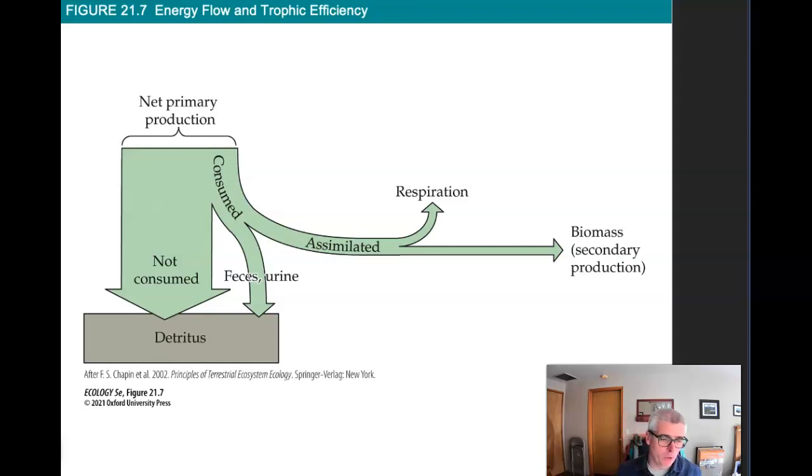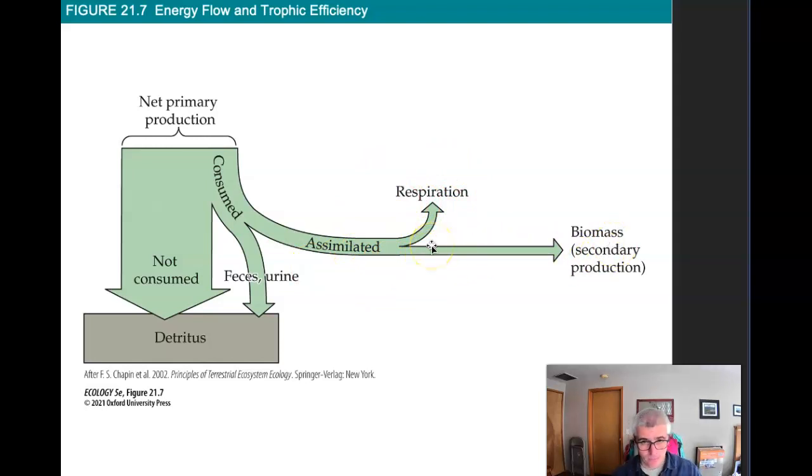So you could think of it this way, as the mass of herbivores is equal to the consumption efficiency, how much of the primary production is being consumed by herbivores, how efficient the herbivores are about extracting the energy from that food, how much they lose through respiration, and then how efficiently they're able to take that leftover energy and convert it into biomass.